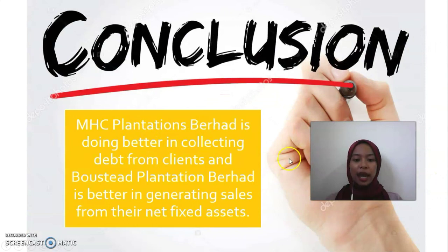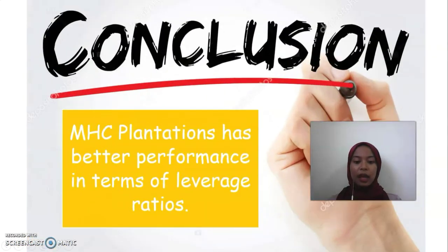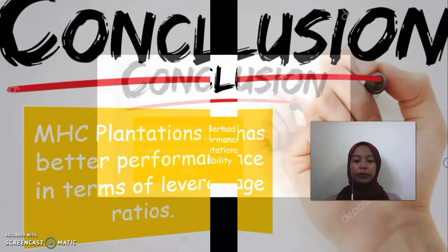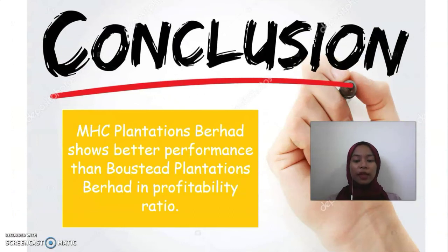While for efficiency, MHC plantation Berhad is doing better in collecting debt from clients, and Boston plantation Berhad is better in generating sales from their net fixed asset. MHC plantation has better performance in terms of leverage ratios. It will give a good impression and confidence for investors to invest in their company as the debt ratio is low. As for the profitability ratios, MHC plantations shows better performance than Boston Plantation Berhad in both ratios.